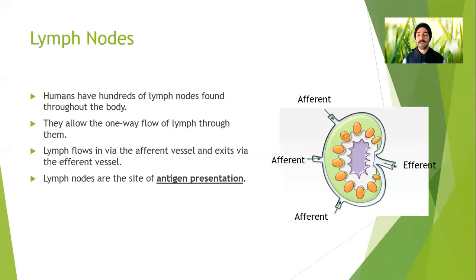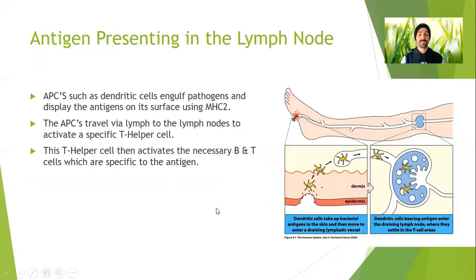The reason lymph nodes are really important is because these are the sites of antigen presentation, which we talked about a few videos ago. This is the place where those MHC2 markers are shown to the T helper cells.